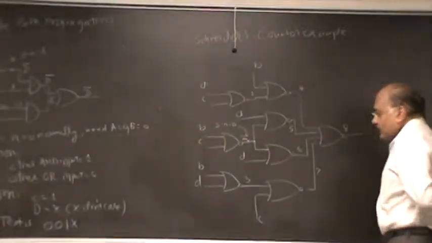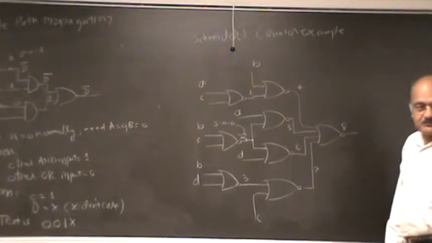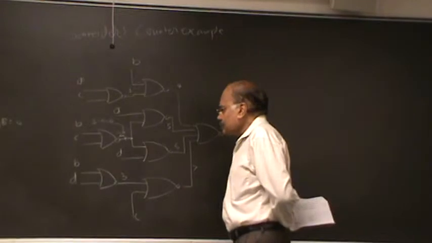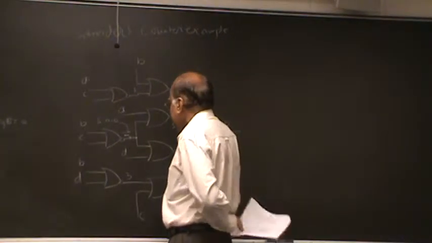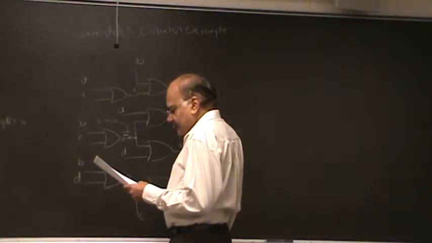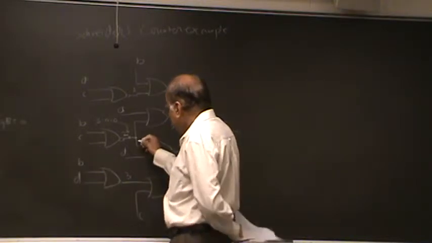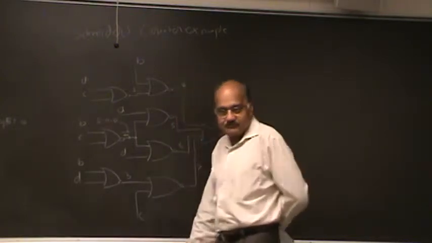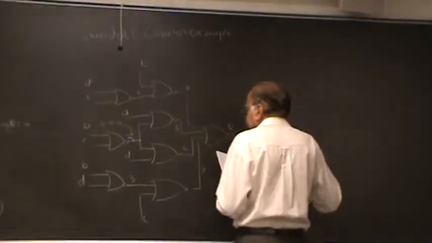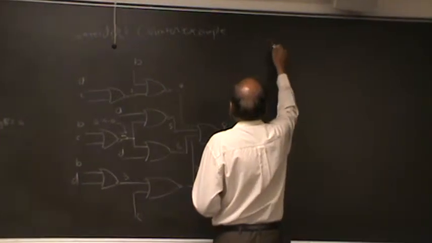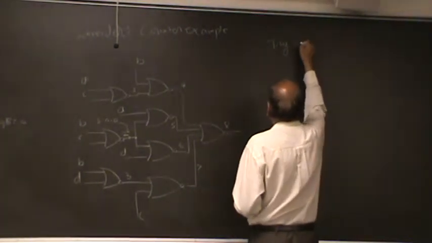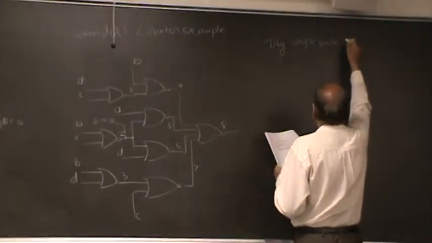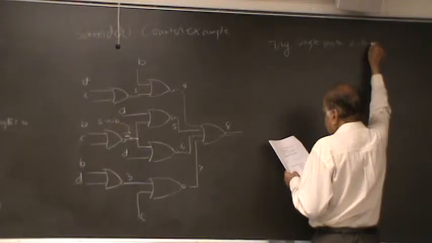So, okay, we want to test for this fault. Now, exciting this is not a problem, but we want to consider the problem of propagating it. So how about maybe we try first, should we try this one here? This path? Let's try it. So let us try a single path: 2, 6, 8.